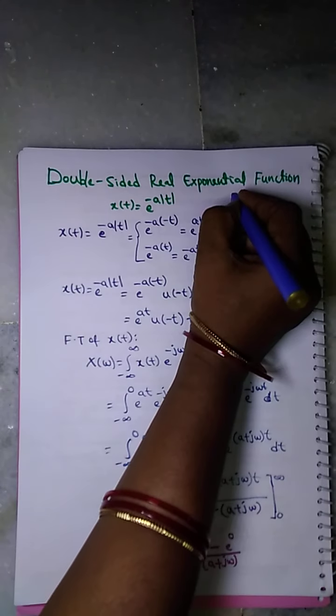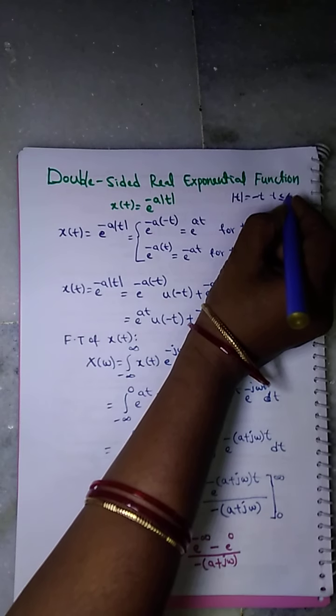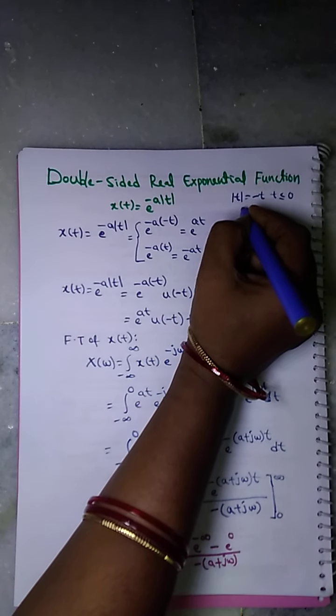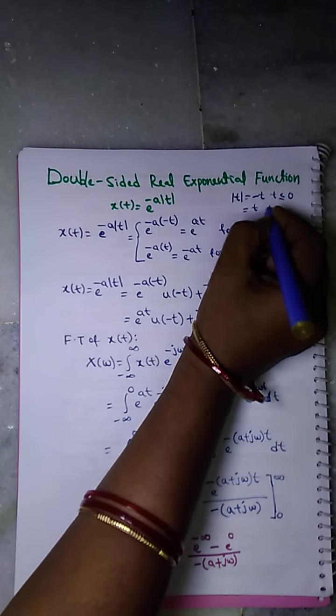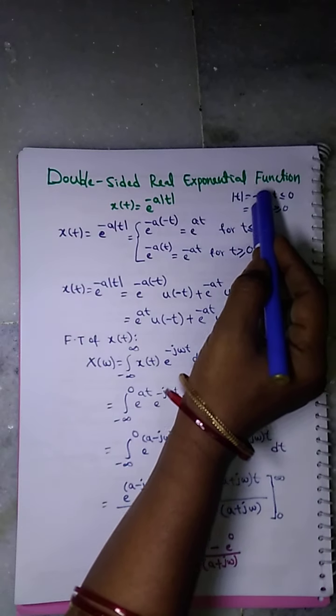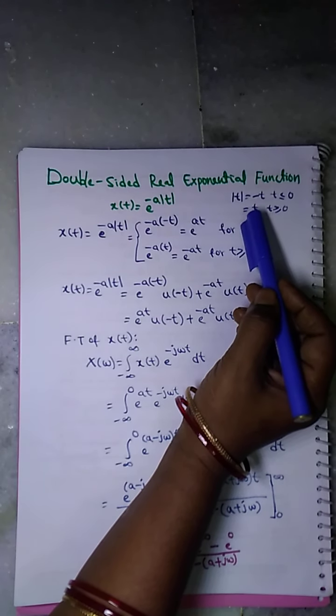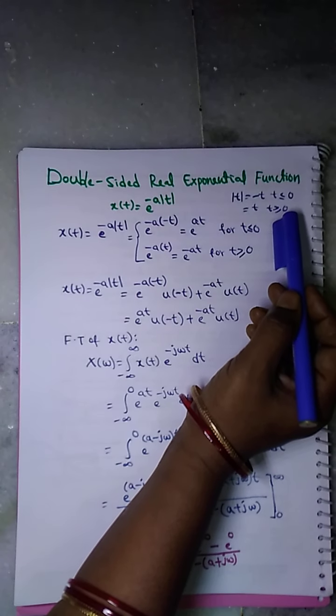So |t| will be equal to -t for t less than or equal to 0, whereas |t| will be equal to +t for t greater than or equal to 0. So the modulus of t will be taking two values: |t| equals -t for t less than or equal to 0, and it is equal to t for t greater than or equal to 0.